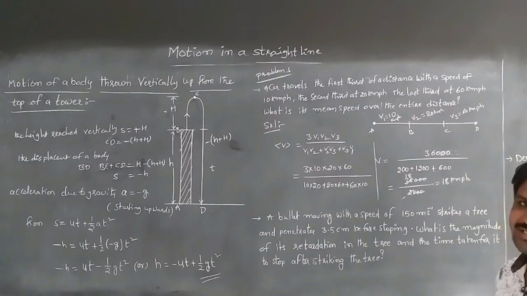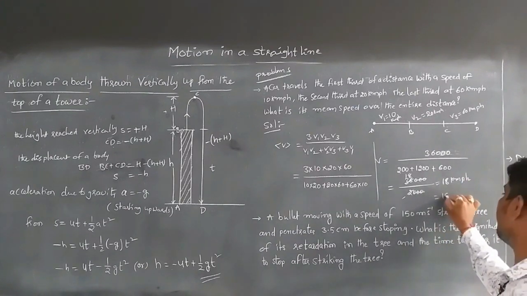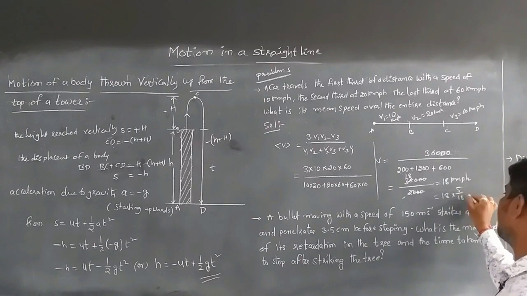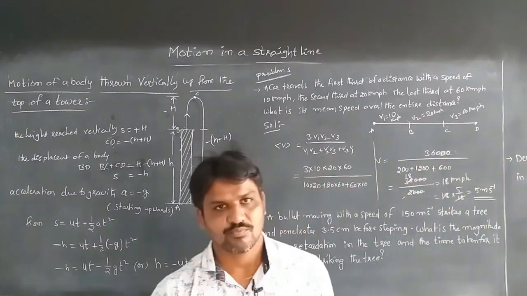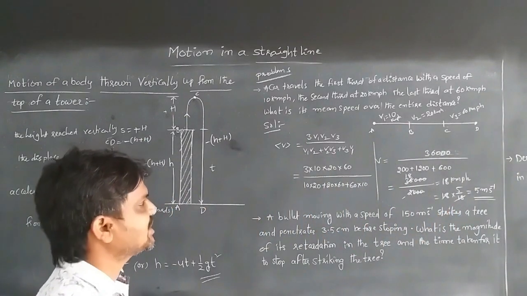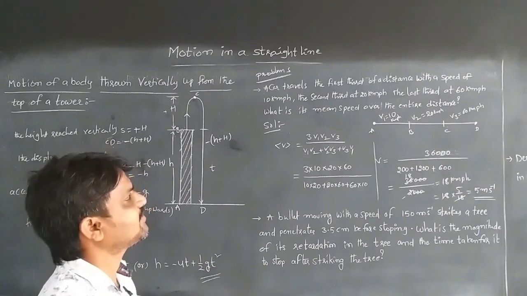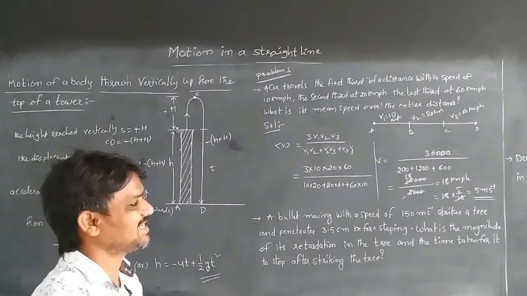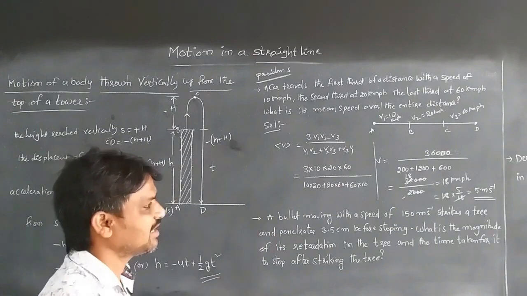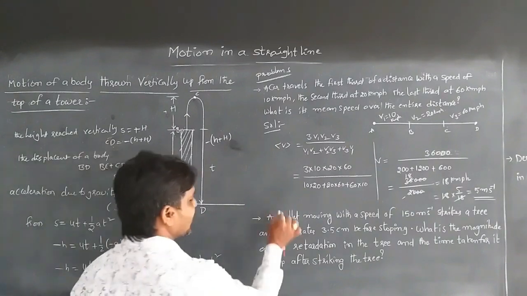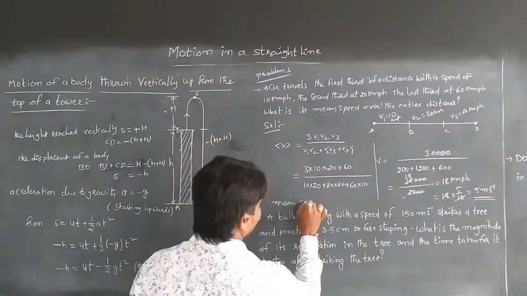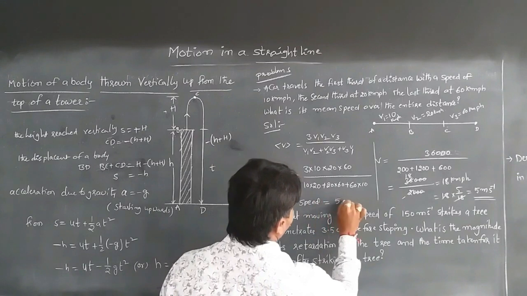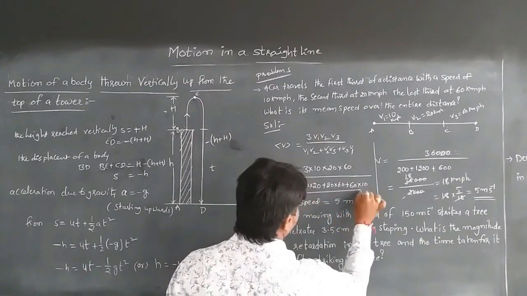To change this into meter per second, we multiply 18 with 5 by 18. Then we get 5 meter per second. 5 meter per second is the value of the average speed, or mean speed, whenever the car travels the entire distance. That is equal to 5 meter per second.